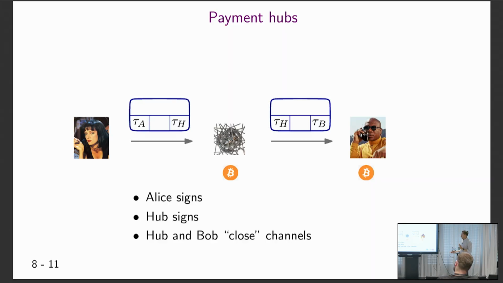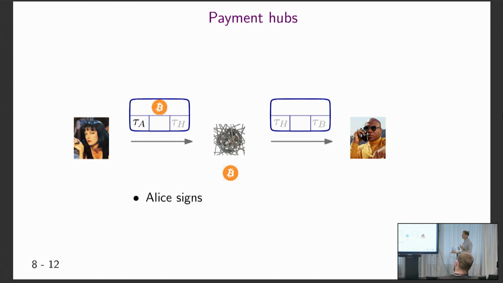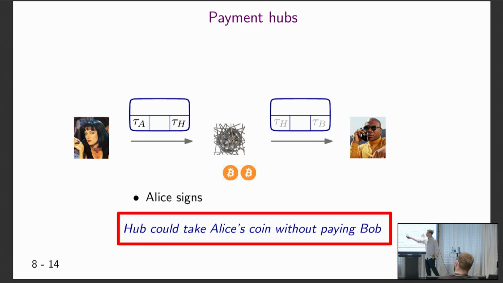Okay, so here's a problem, which is that you need to trust the hub, right? So if Alice wants to send money to Bob and she signs this transaction here, the hub could just close this channel, take the money and not send anything to Bob, right? That would be a problem if you had to trust this hub.